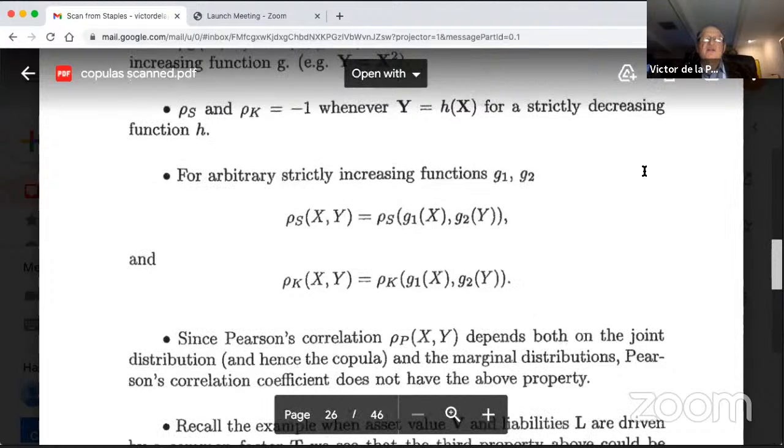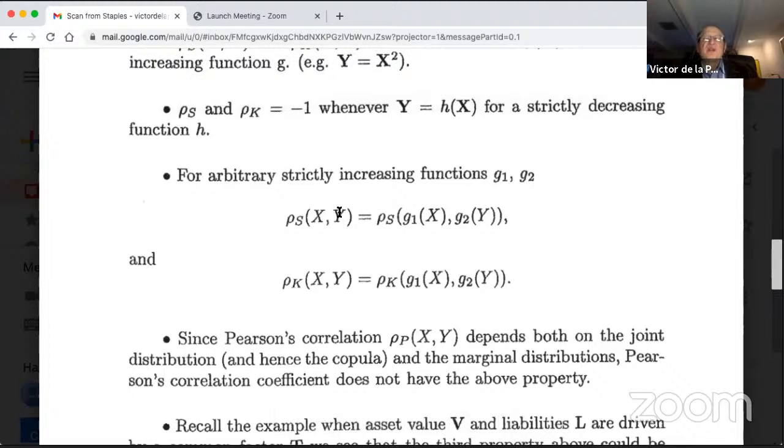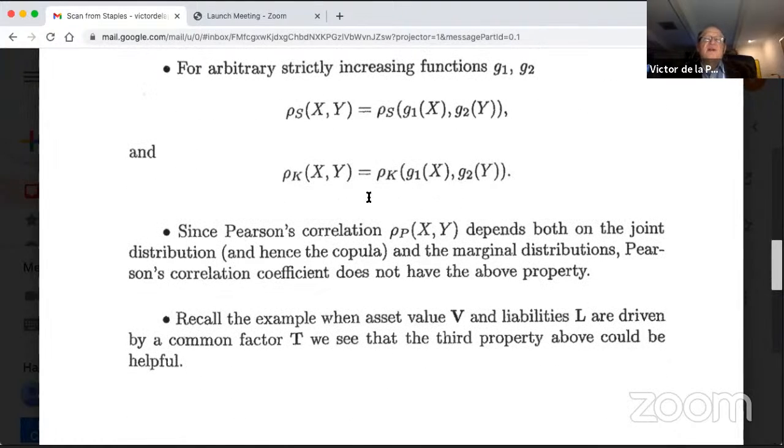Now, for arbitrary strictly increasing functions, the Spearman correlation of x and y is the same as the Spearman correlation of an increasing function of x and an increasing function of y. Kendall's correlation is also going to be the same. So the correlations don't change even if you transform your variables by increasing transformations.